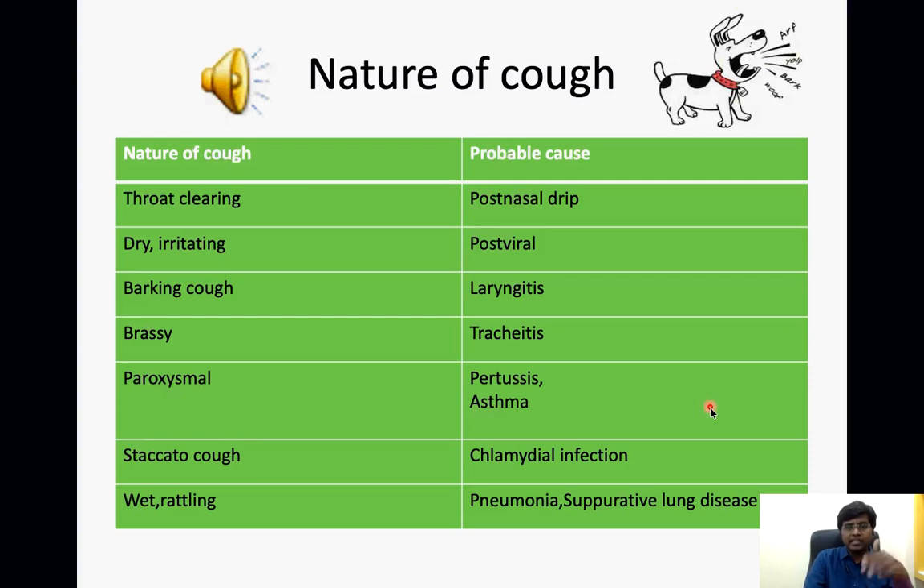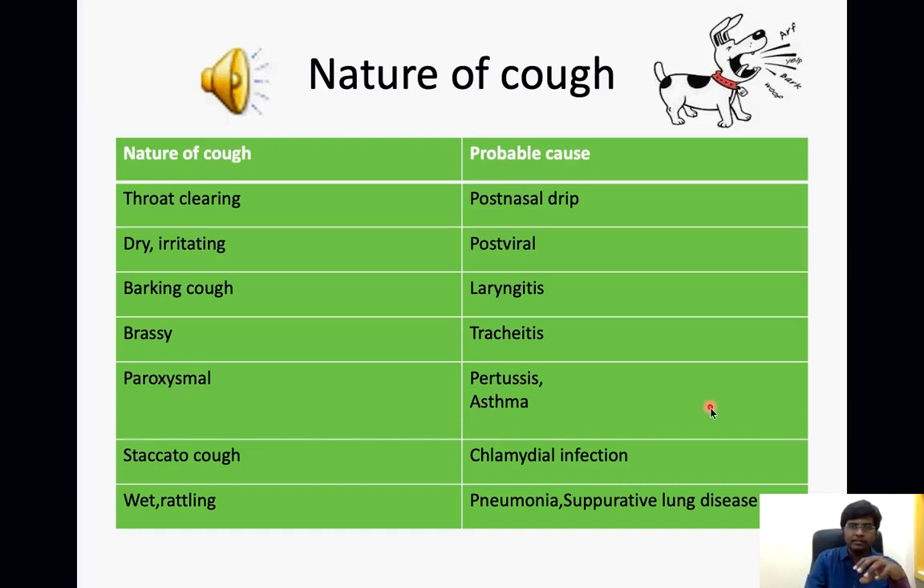It will be taking a deep breath, then again it will start to cough. That is very common in pertussis. A staccato cough means a continuous cough pattern, which occurs in chlamydia infection. And in case of pneumonia, where there is a bacterial infection or a lung abscess, the child will have a wet rattling cough.